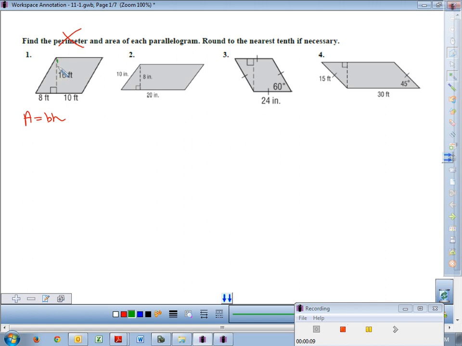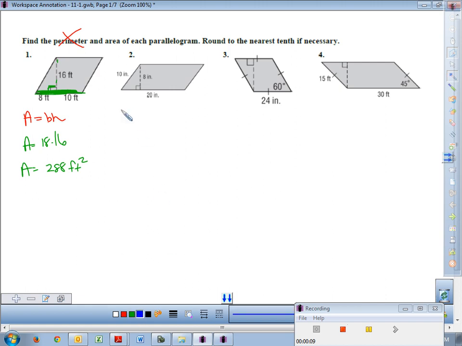The height is the imaginary segment, the dashed line that's perpendicular to some side, and the side that it's perpendicular to is the base. So in this particular problem, the base of this parallelogram is 18 and the height is 16. So we will multiply those together in our calculator, and 18 times 16 is 288. We always put a label with these. Since area is square units, right? It's a length times a width, and the label was feet. Our label for area is going to be square feet.